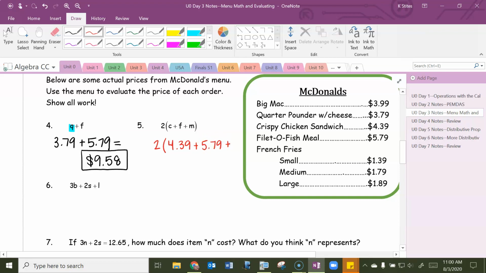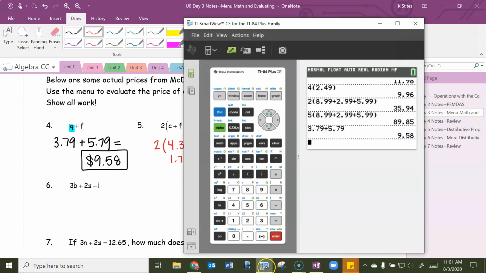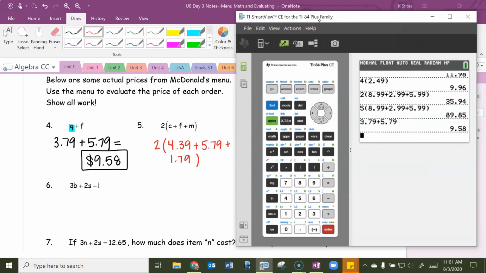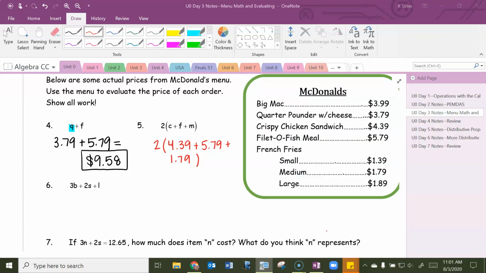But what is M? Okay, and if you're saying to yourself, oh, M is how we're saying the medium French fry, you are correct. M is the medium French fry. So now we can go ahead and type this in. I'm going to type mine in a different way this time. I'm going to type in the parentheses part first. So this is the whole meal, but then I'm going to have to multiply that by 2 because I'm getting 2 of them. Or again, you could just type it all in at once. $23.94.